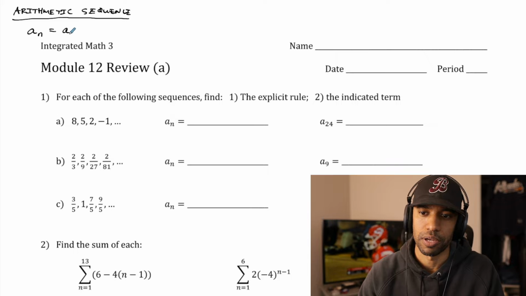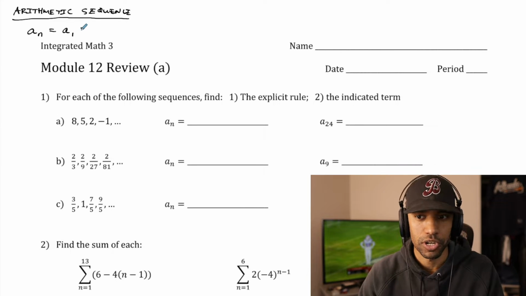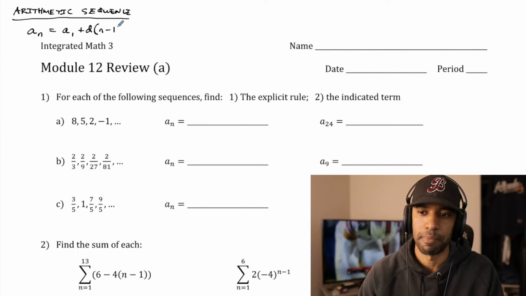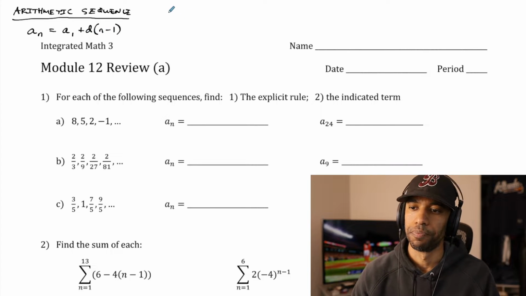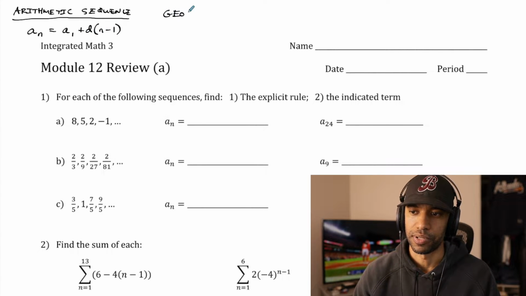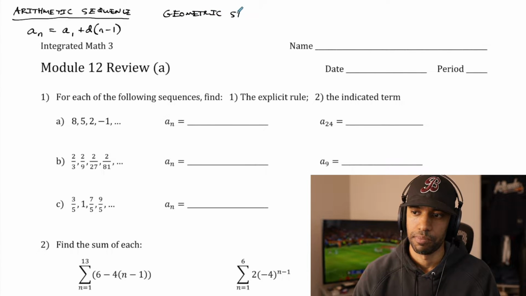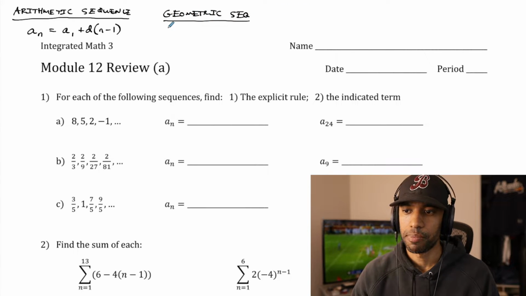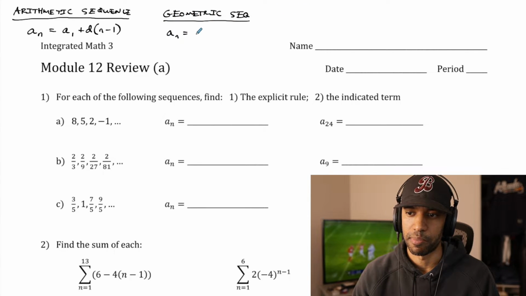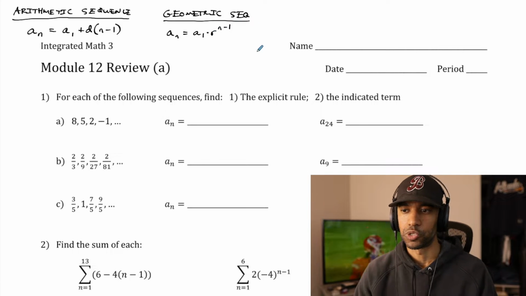To find the value of some term n, we take the value of the first term, and we add our common difference n minus 1 times. That's our arithmetic sequence explicit rule or formula. Geometric sequence: to find the value of some term n, we take the value of the first term and multiply by the common ratio n minus 1 times, like that.